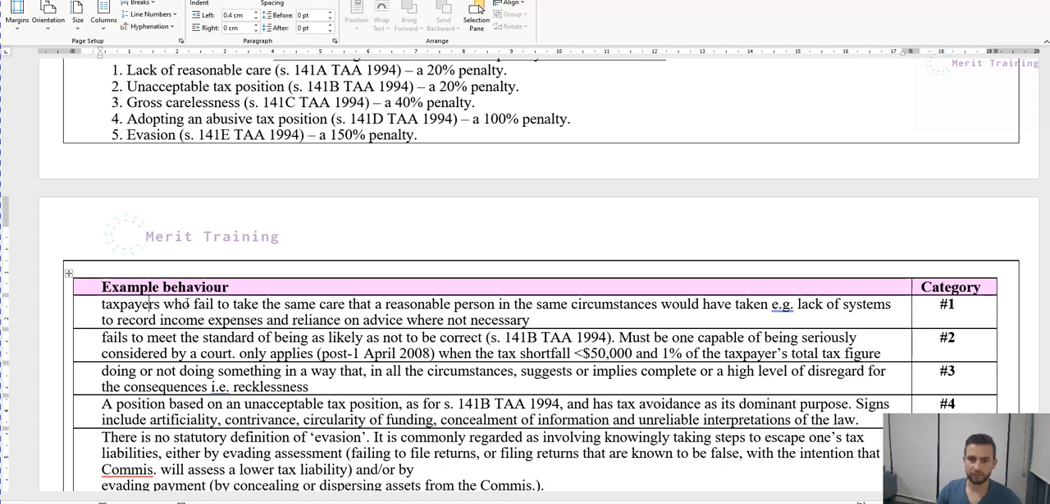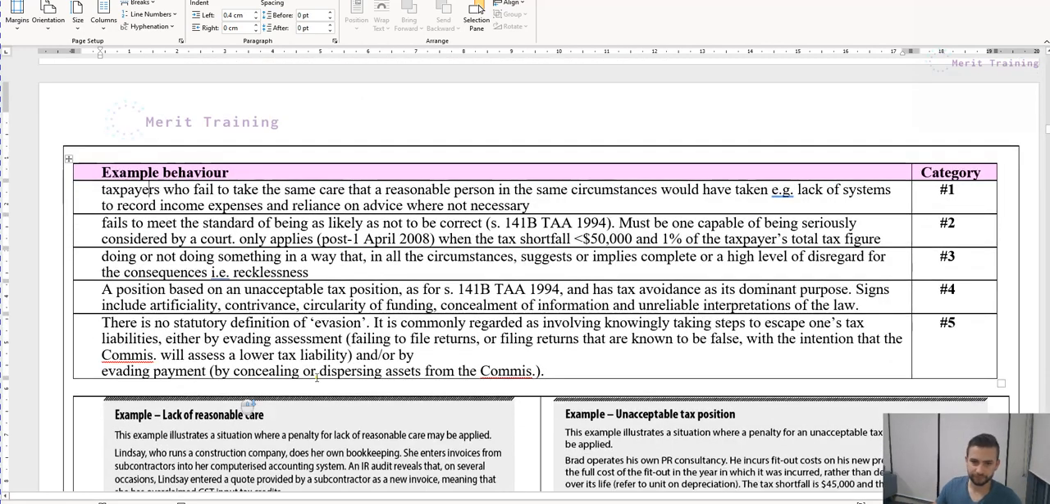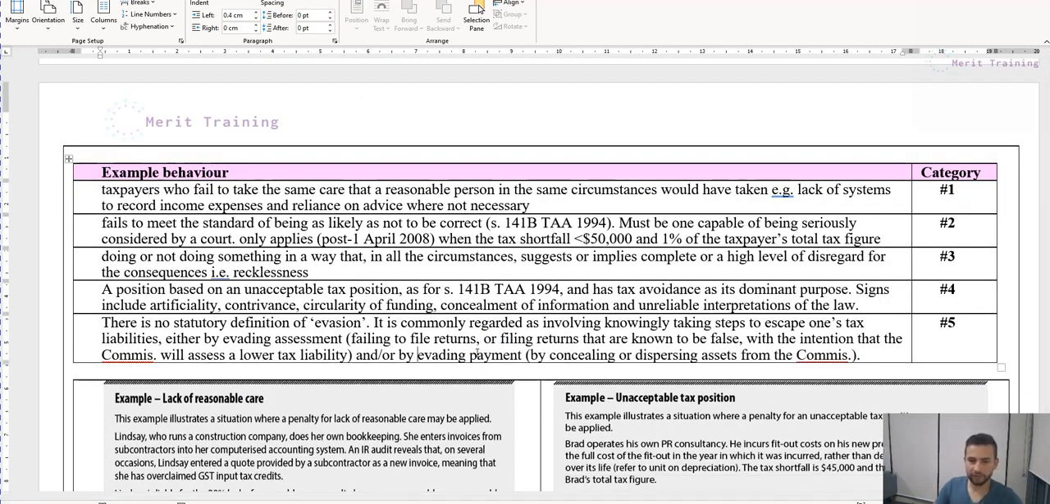And then finally, the worst of all, which is evasion, which we talked about above, which is willfully stating things which are fraud or omitting information. So there's actually no statutory definition of evasion. It has to be just proven through the facts. It's commonly regarded as involving knowingly taking steps to escape one's tax liabilities, either by evading assessment, i.e. failing to file returns or filing returns that are known to be false, with the intention that the commissioner will assess a lower tax liability.